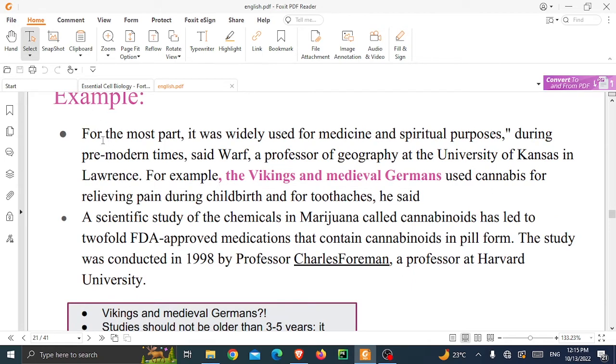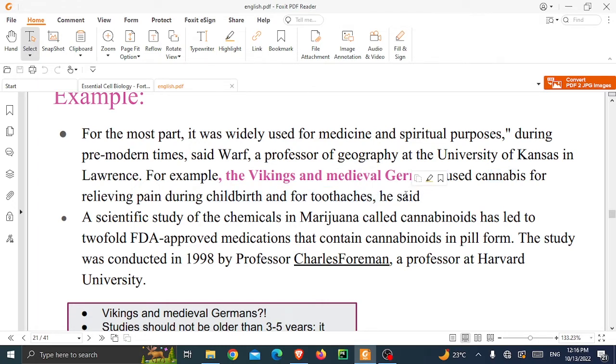Like, we go back to the example of what? The marijuana. For the most part, it was widely used as medicine and for spiritual purposes during pre-modern times. And who said that? Worf. And Worf is a professor of geography, let's focus on that, geography at the University of Kansas at Lawrence. And he said that the Vikings and Germans used cannabis for relieving pain during childbirth or for toothaches.